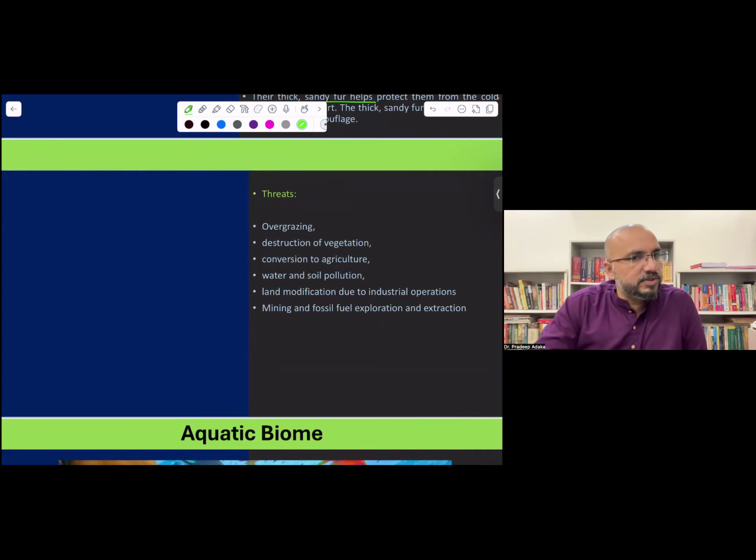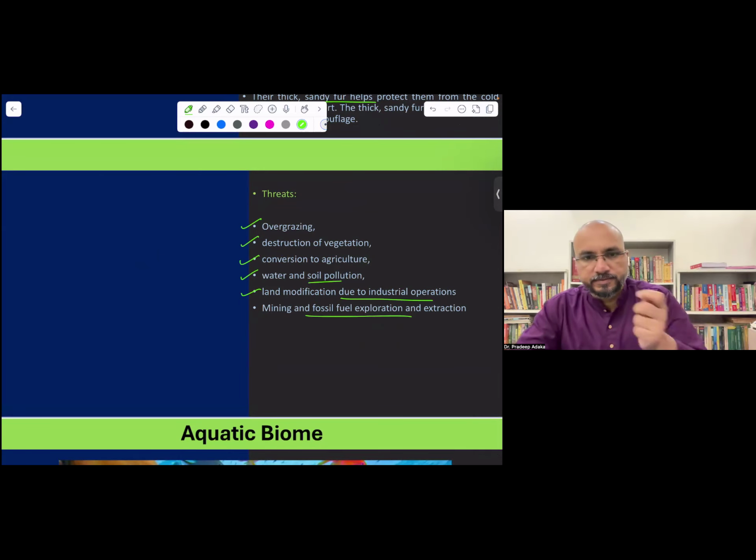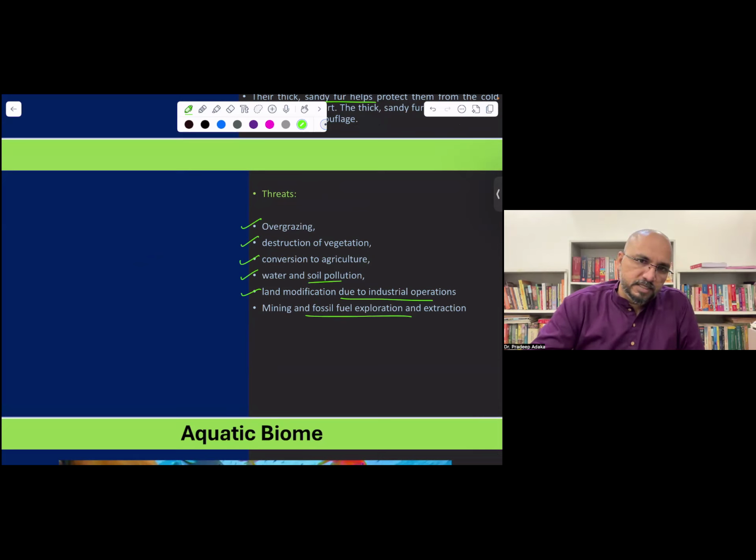So what are the threats to this desert biome? Overgrazing, destruction of vegetation, conversion to agriculture, water and soil pollution, land modification due to industrial operations, mining and fossil fuel exploration and extraction. So these are the threats. One more you can also say, desertification.